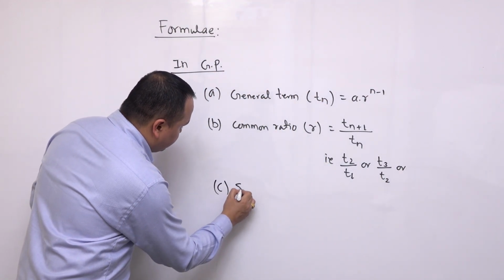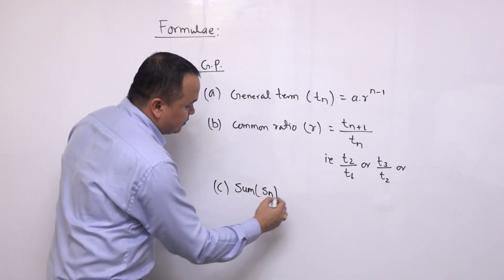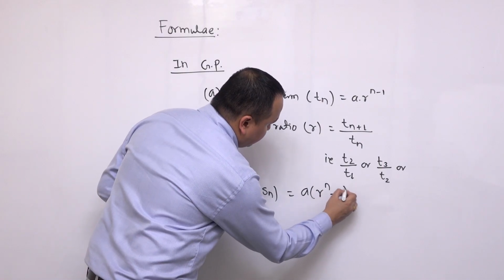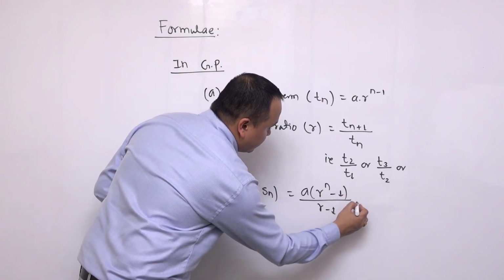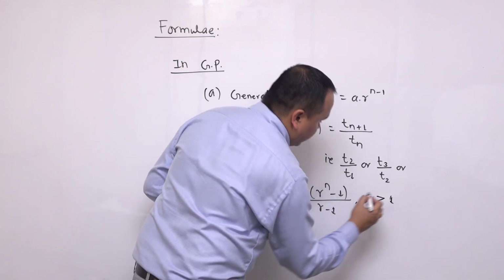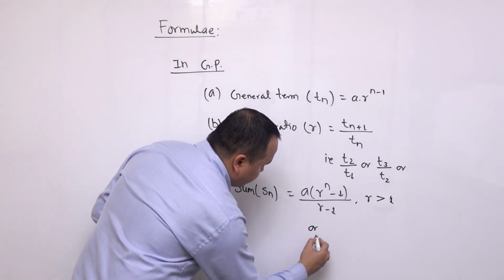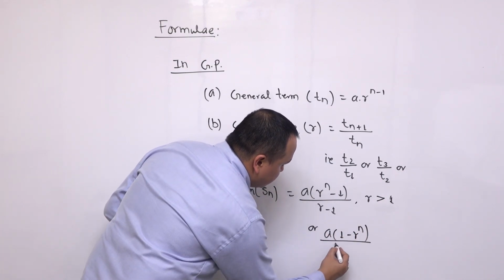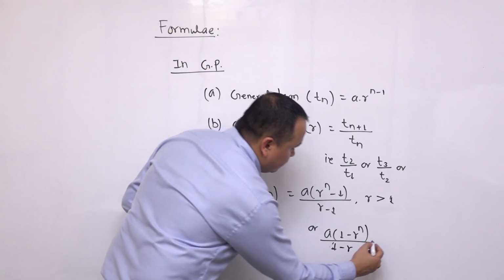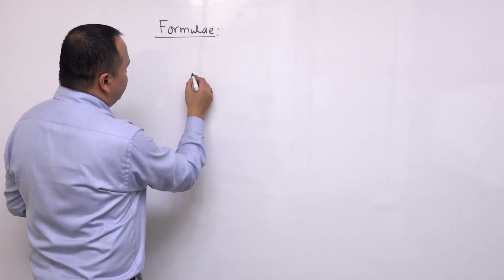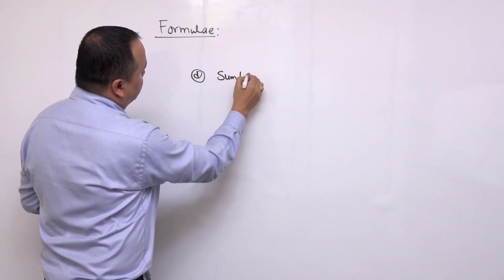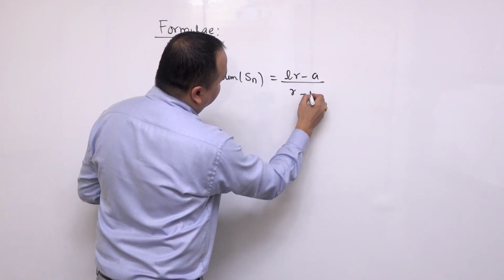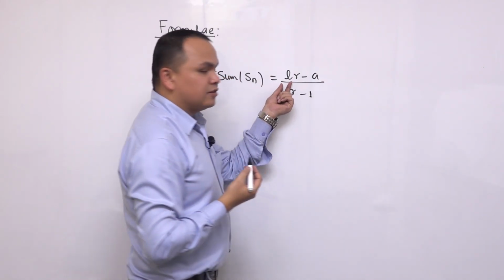C, sum Sn is a times r to the power n minus 1 divided by r minus 1 when r is greater than 1, or a times 1 minus r to the power n upon 1 minus r when r is less than 1. And D, sum Sn is equal to lr minus a upon r minus 1 when the last term l is given.